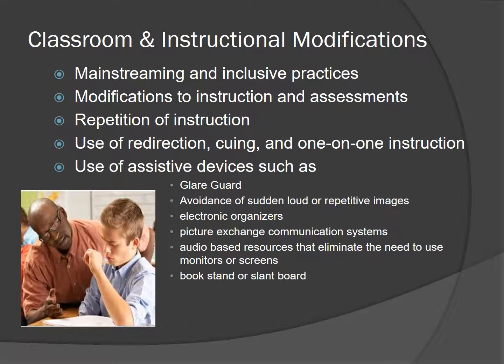The suggestions for assistive devices in the classroom include a glare guard and the avoidance of repetitive images. That's because the flickering that sometimes comes with monitors can lead to seizures. And so we want to avoid those repetitive flickering images as well as loud, sudden noises. Electronic organizers can be helpful to keep these students organized and focused and keep their attention on the priorities. We also suggest picture exchange communication systems, audio-based resources, and a book stand or slant boards.